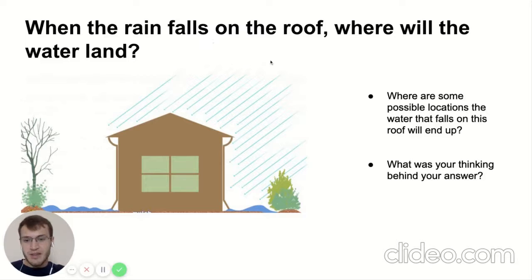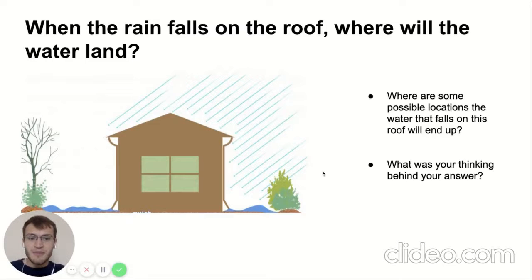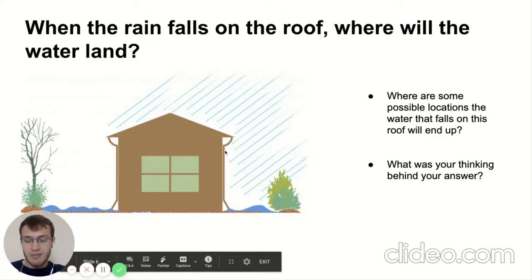So some students point out that the water is going to fall on the roof, and then it might go in the gutter. It could fall off the roof. It could soak into the ground. It could land on these trees or these bushes. But one thing that we notice is that when the water lands on the roof, it's going to go down. And why is that? It's because of a scientific principle called gravity. So water is always going to want to go to the lowest point that it can. And since this roof is slanted, the water is going to go along the slant down. All right, so it'll probably end up in this gutter system or on the ground.